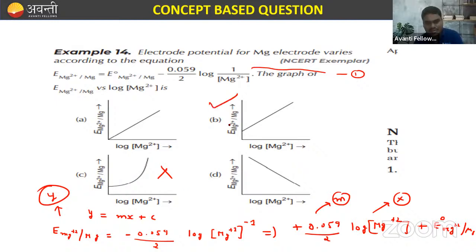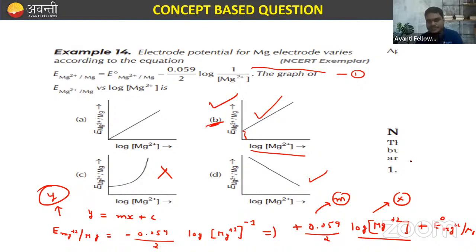We got x is equal to log Mg2+, and the slope is positive. So this one. And this is the intercept, that is E naught Mg2+ to Mg, and this is the straight line. If the slope is negative, then this graph will be correct. If the slope becomes negative 0.0591, then this graph is correct. Otherwise, this option B is correct. So everyone got it? Why is option B correct?